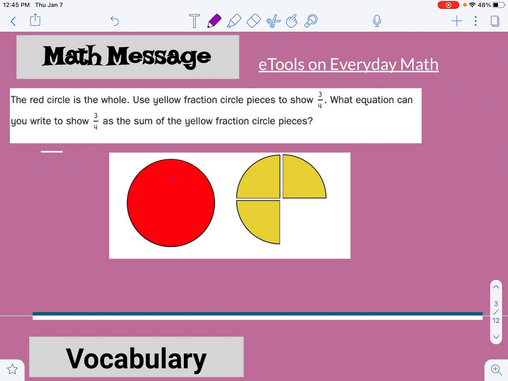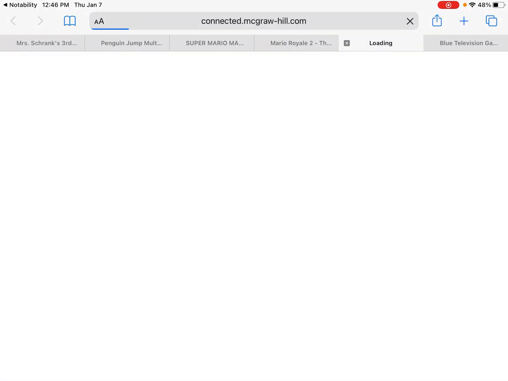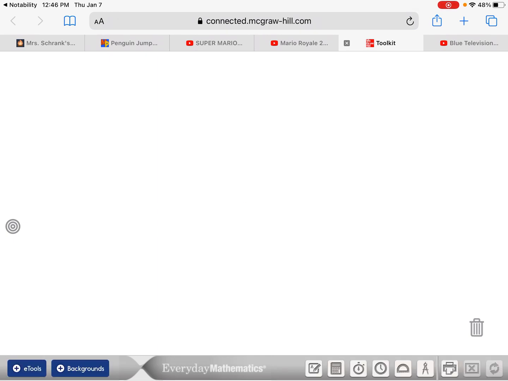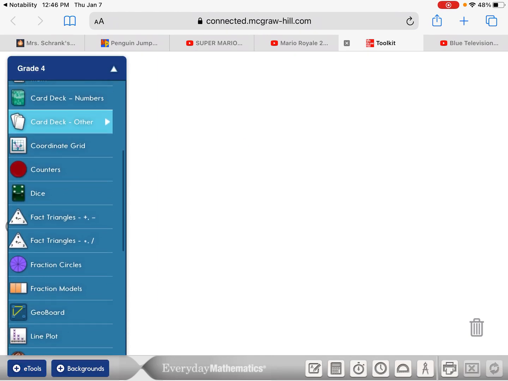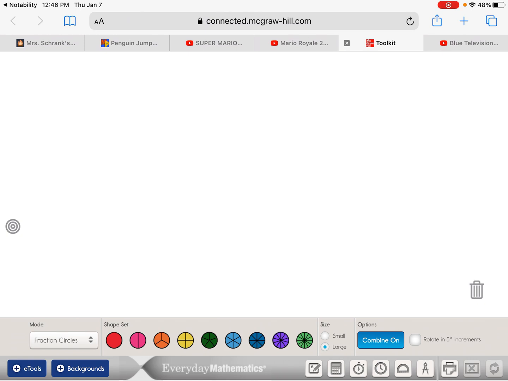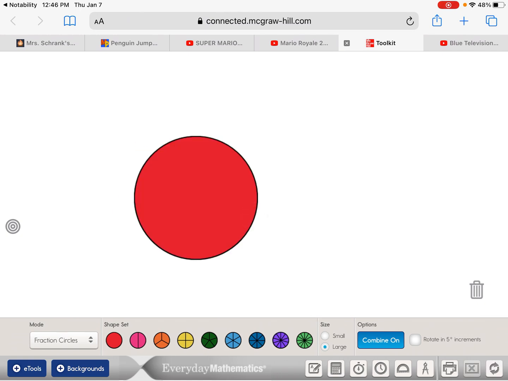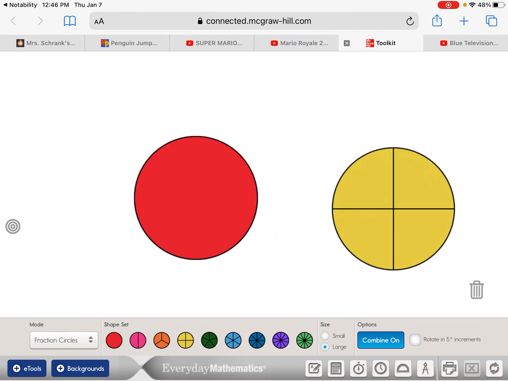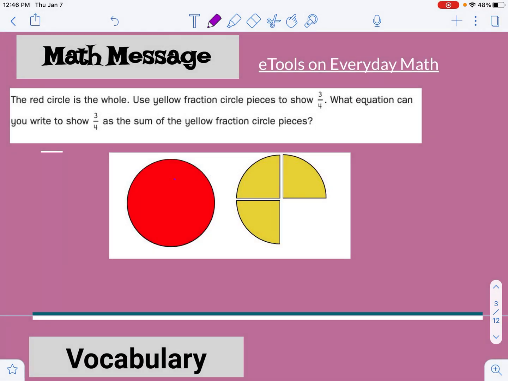When it's talking about the red circle versus the yellow pieces, those are the tools I'm getting on Everyday Math. So when I open up the eTools in Connect Ed, remember we can get those fraction circles on here as well as our other tool. And when we open it on here, our whole is red and these are our yellow pieces. So that's what they're talking about in this question.